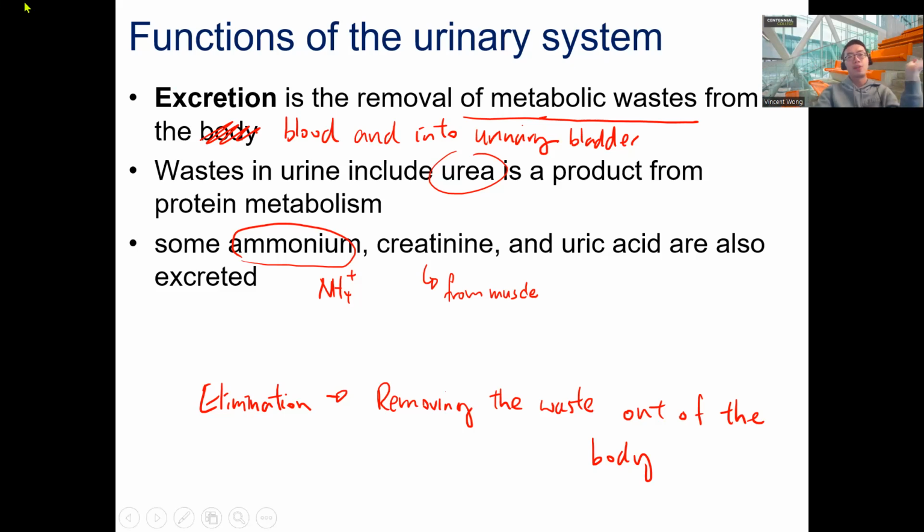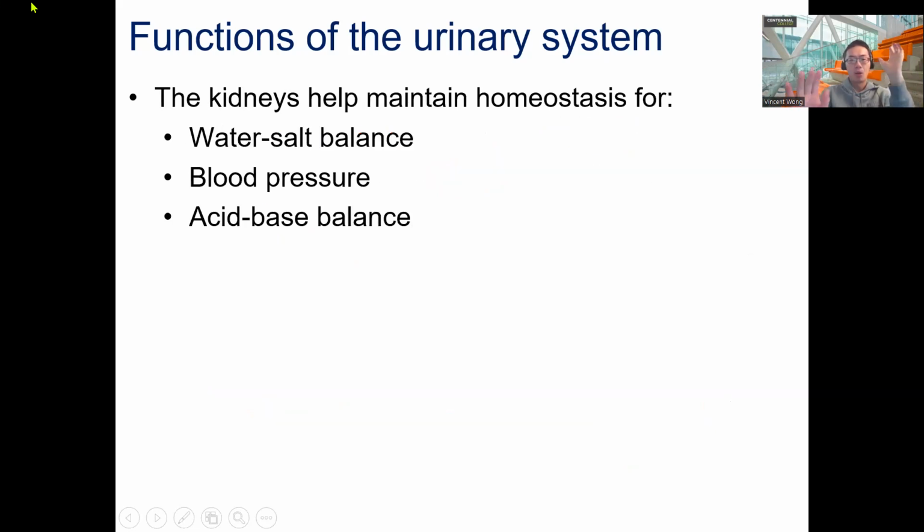Now that's the obvious function that most people already know about when we talk about the urinary system, but it also plays a key role in maintaining homeostasis. Particularly, here are some key examples. It helps regulate water and salt balance. When we are dehydrated, your kidney actually helps conserve water for you. When you drink too much, your blood is too diluted, then your kidney will help excrete the water for you, but also retain the salt for you.